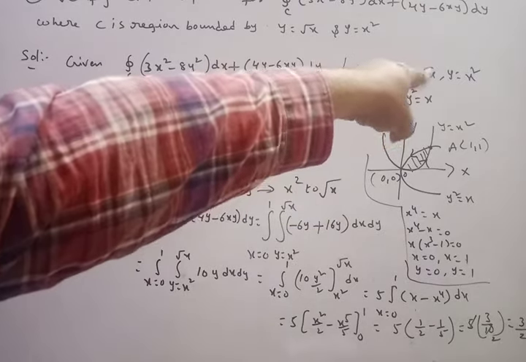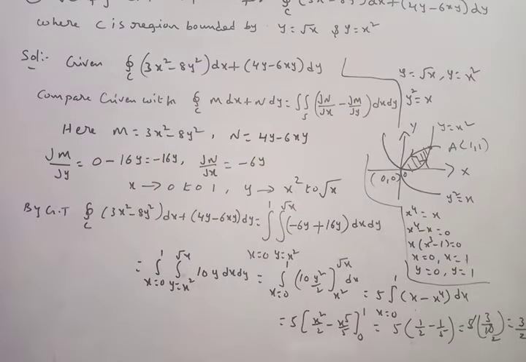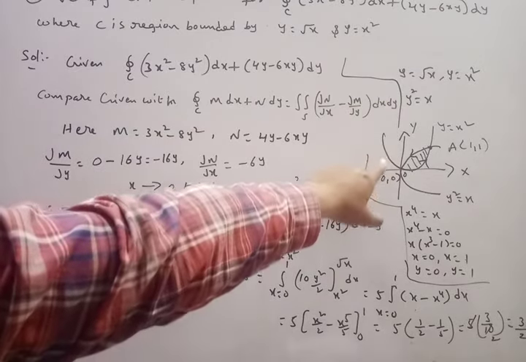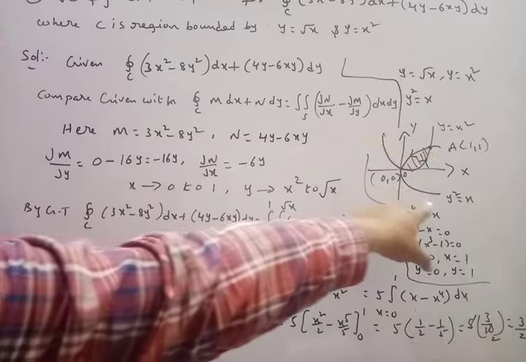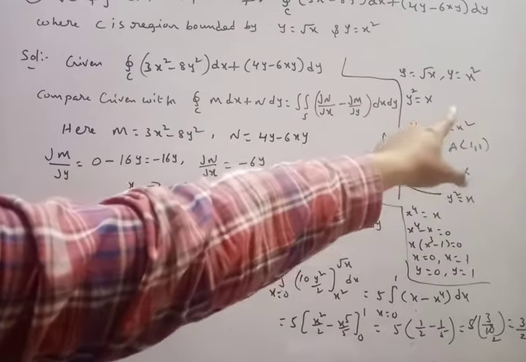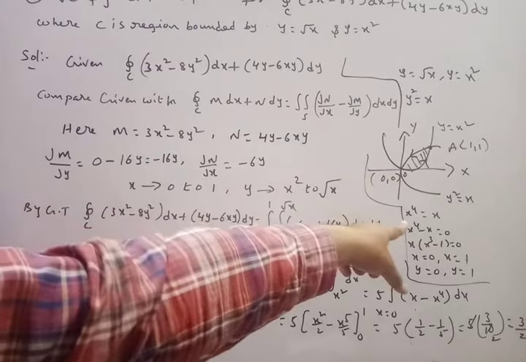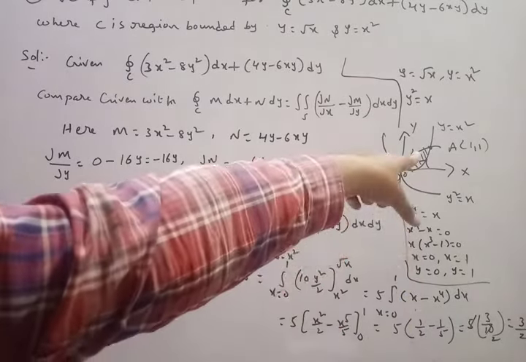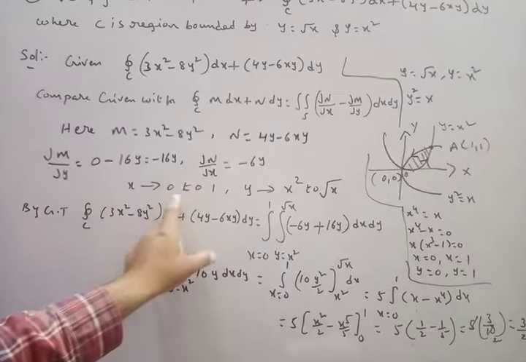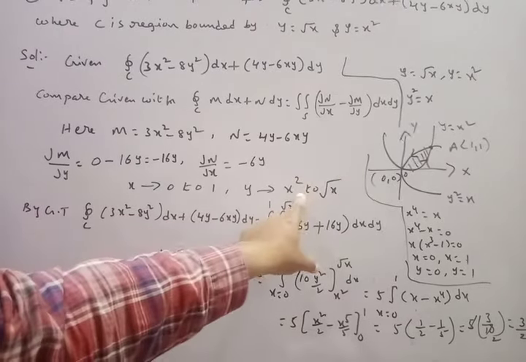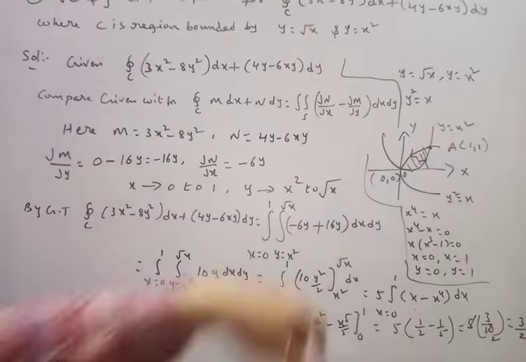Given y is equal to root x and y is equal to x square. Squaring both sides of y equal to root x, y square is equal to x, which is a parabola. Then y is equal to x square is also a parabola. That is the region you have to find. When you solve these two curves, you get the points 0,0 and 1,1. So x varies from 0 to 1 and y varies from x square to root x.